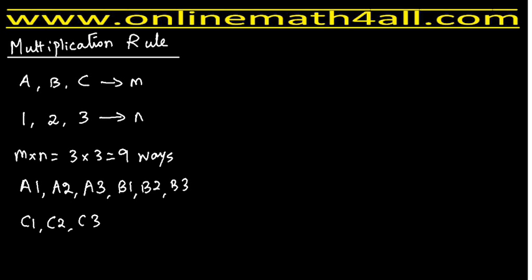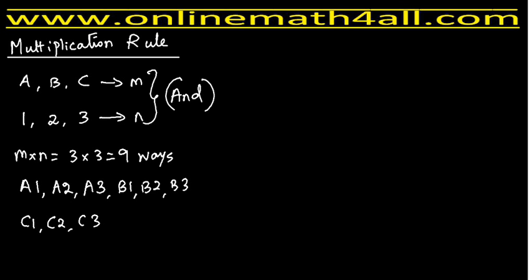I hope now the students will be able to understand why we multiply m into n, that is 3 into 3. Do remember here both the things must happen, because the student has to go to school and he has to come back. So both the works are connected by the word and. So and is the basic thing for multiplication.